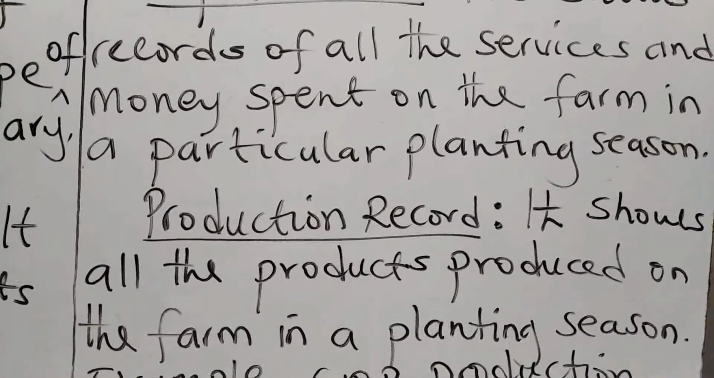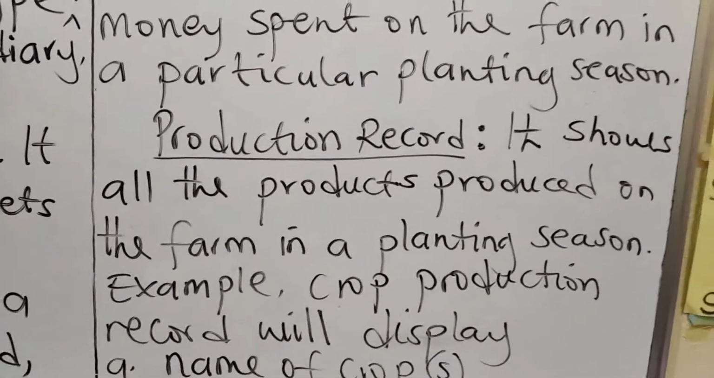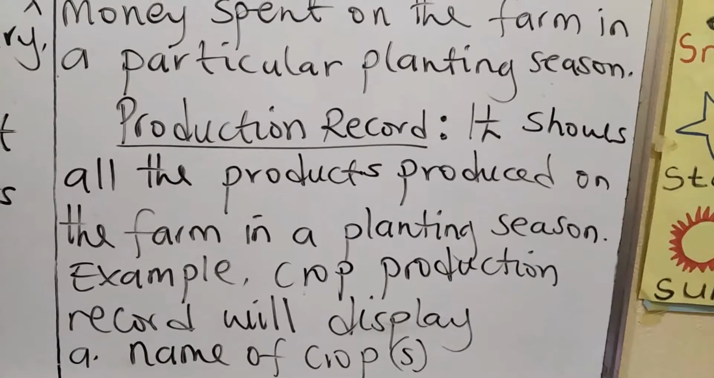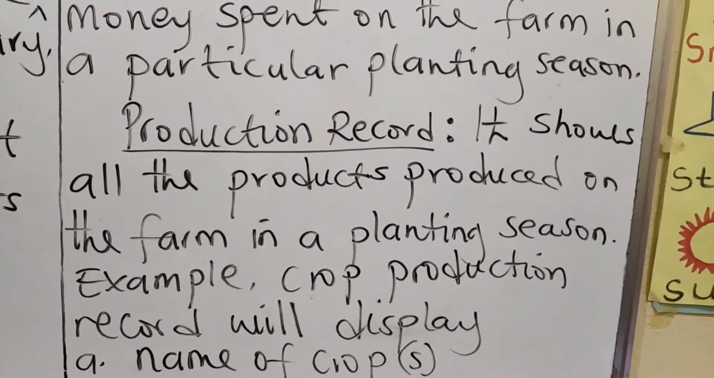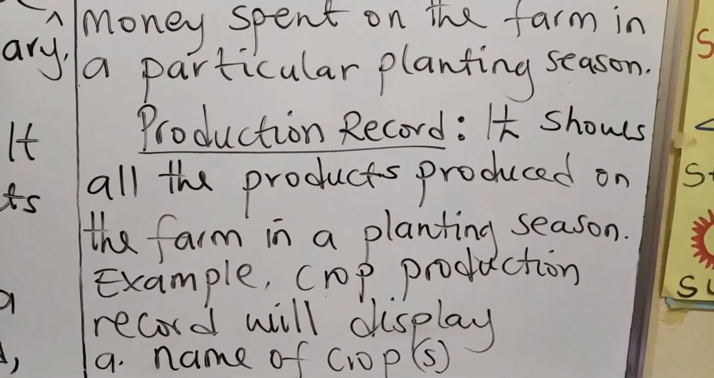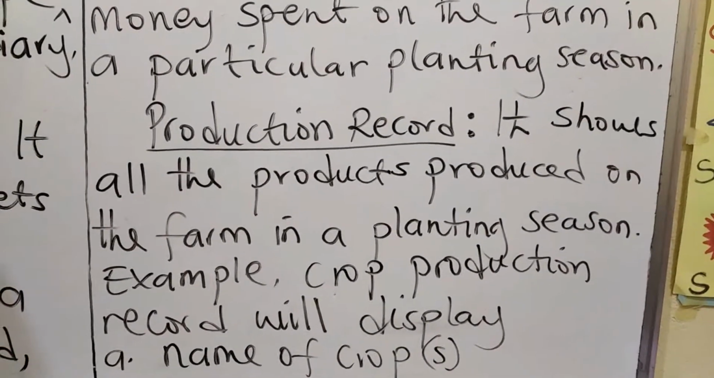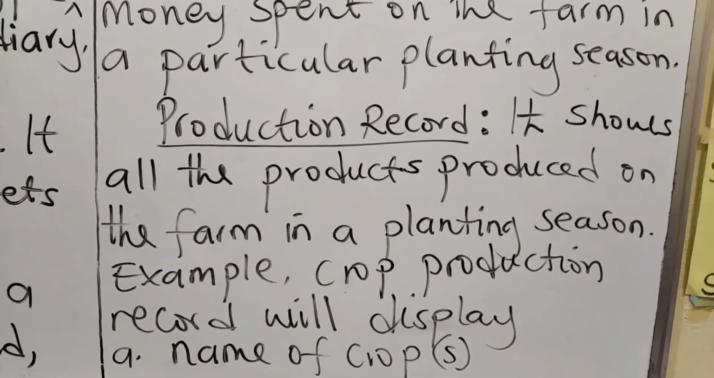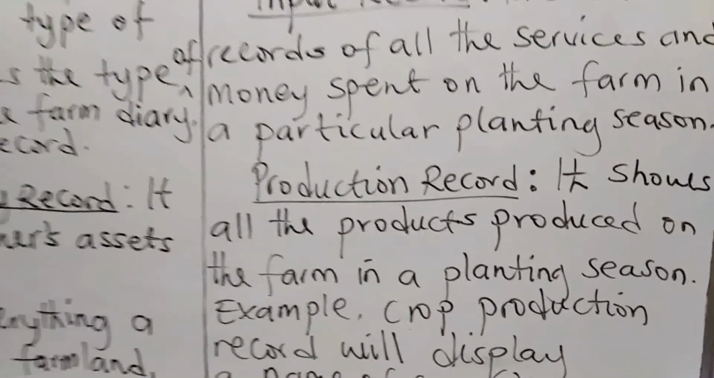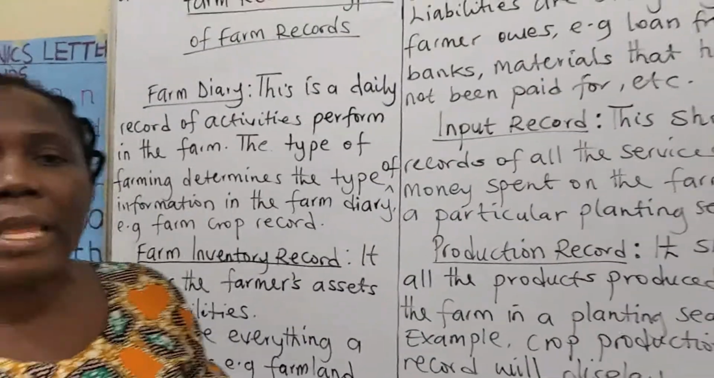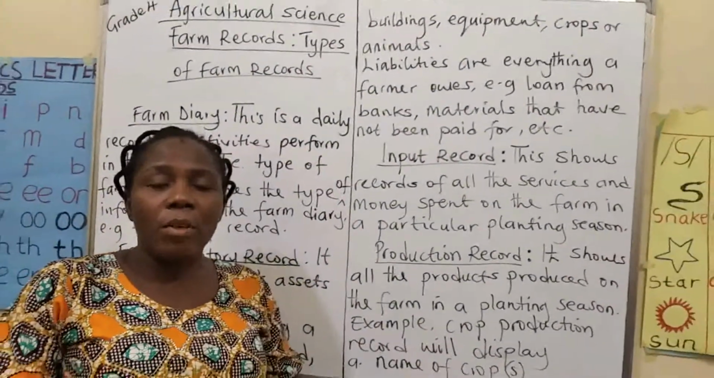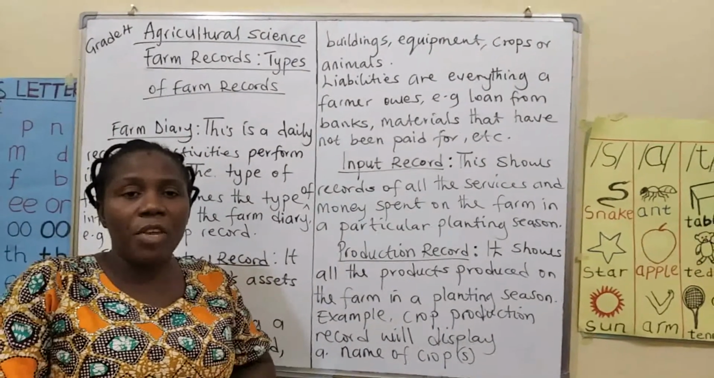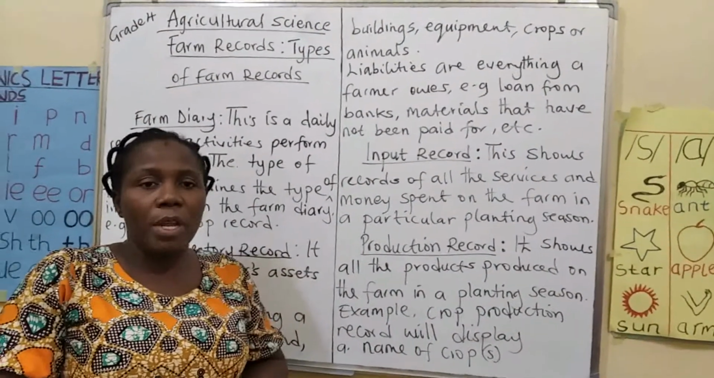Alright, we have production record. I have said that production record shows all the products produced on the farm in a particular planting season. For example, if it is crop production, the crop production record will display the name of crops, the time that it has been planted, the time of planting, and the time of germination, and the quantity or quality of yield produced from the farm.